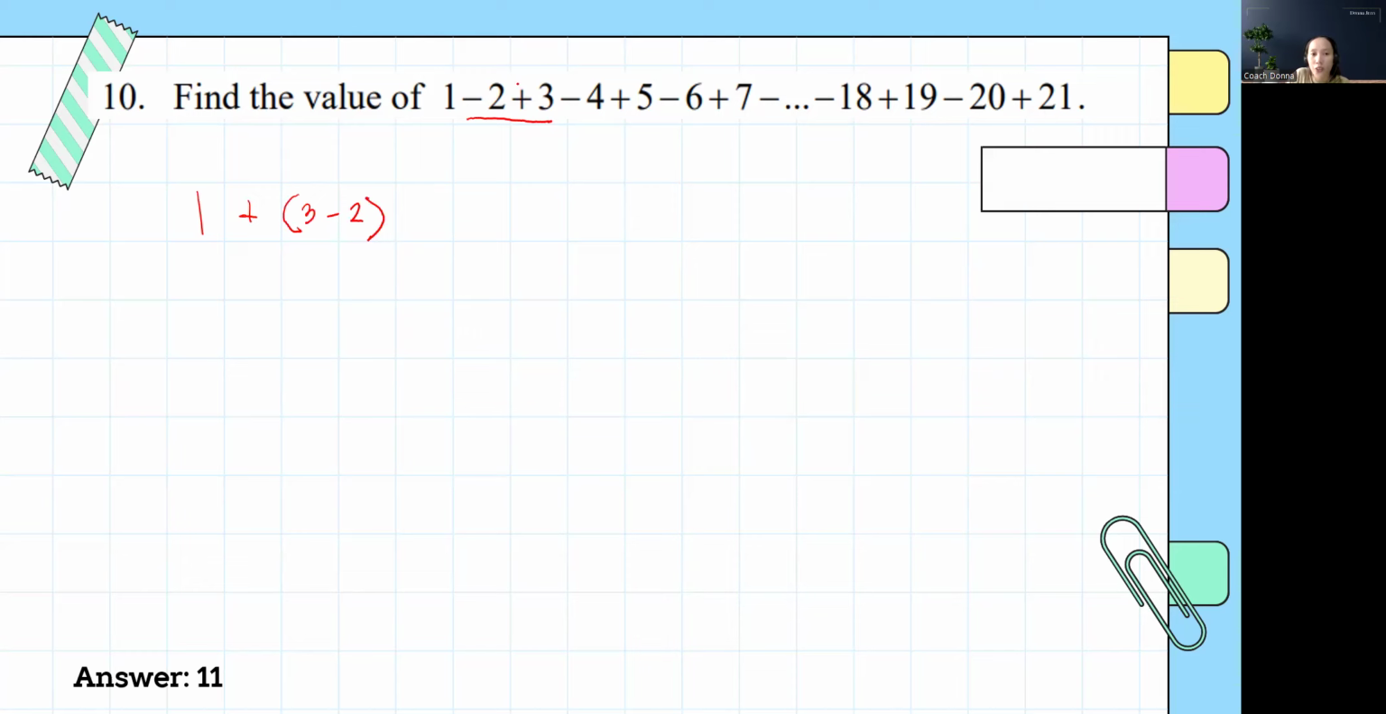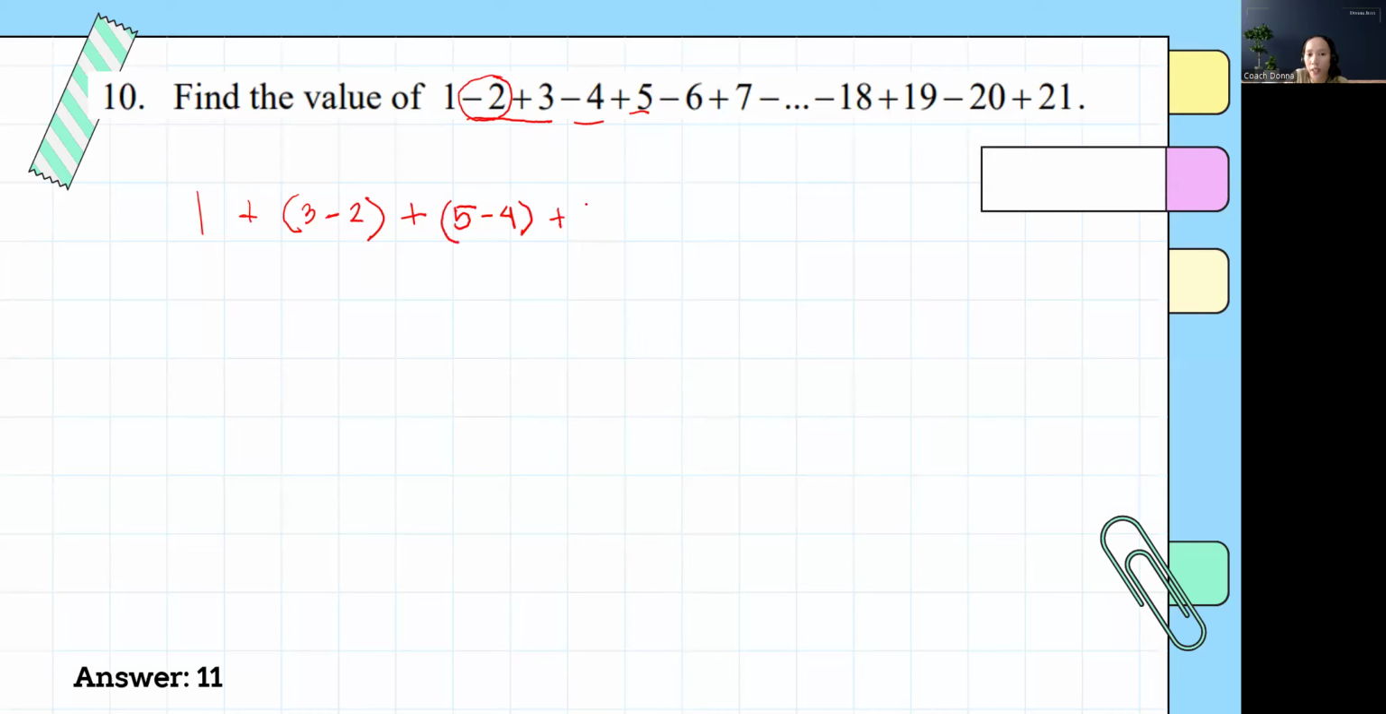Okay, 3 has a minus sign, so we need to carry it with 2. So when we switch their places, it becomes like this. It's still minus 2. So 3 minus 2, and then let's do the same for minus 4 plus 5. So we'll have 5 minus 4.